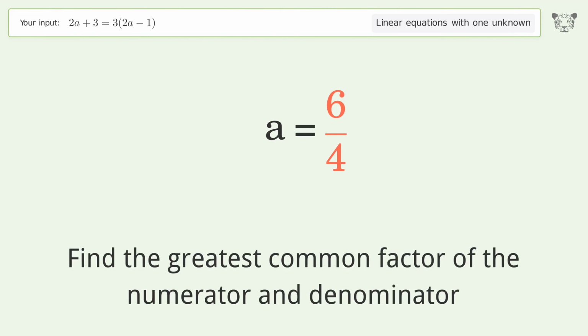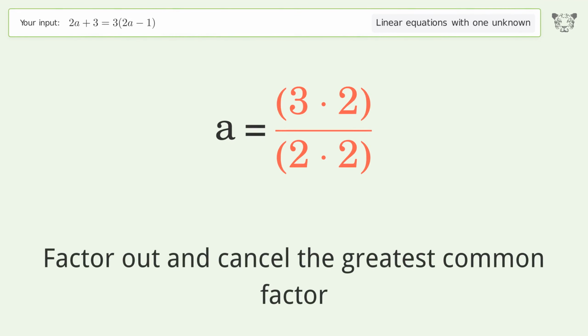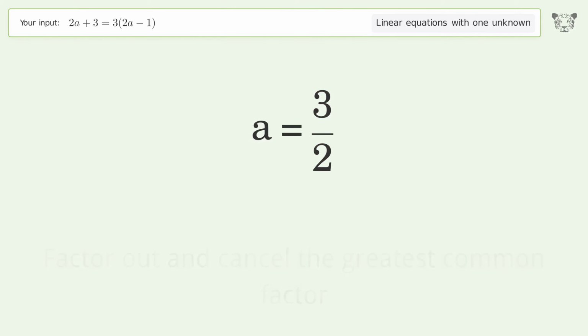Find the greatest common factor of the numerator and denominator. Factor out and cancel the greatest common factor. And so the final result is a equals 3/2.